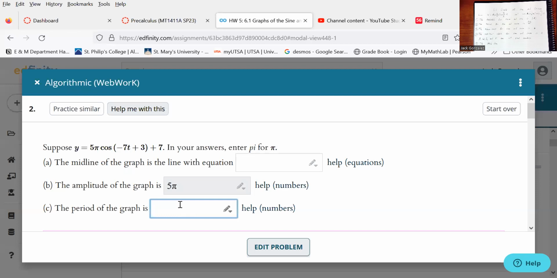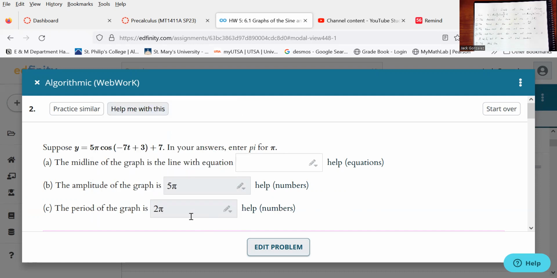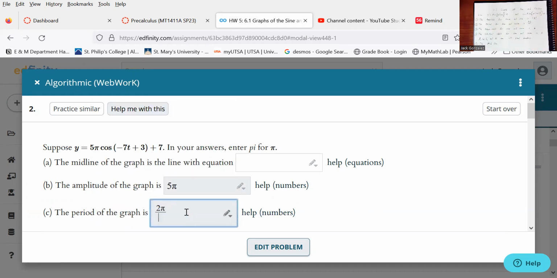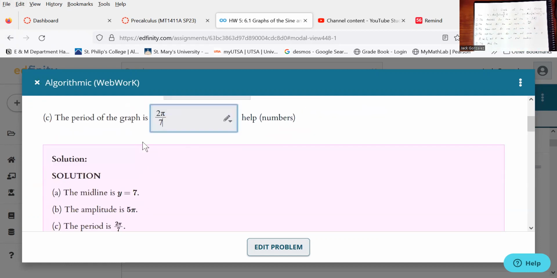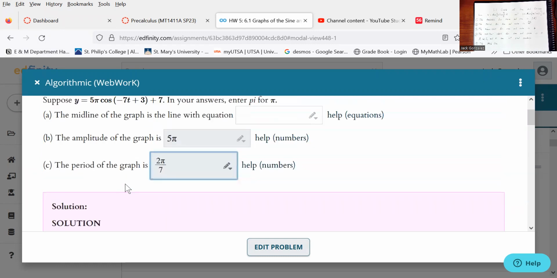Period. Should be 2 pi over 7. Let's see. Yeah. So we've got to make one subtle change on our formula. It's going to be absolute value. Yes. That's the part that I forgot on the formula that I needed to check.